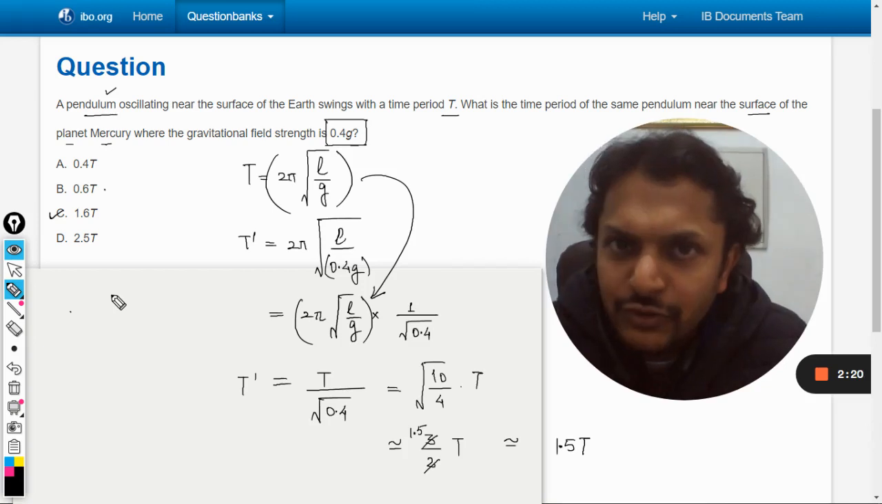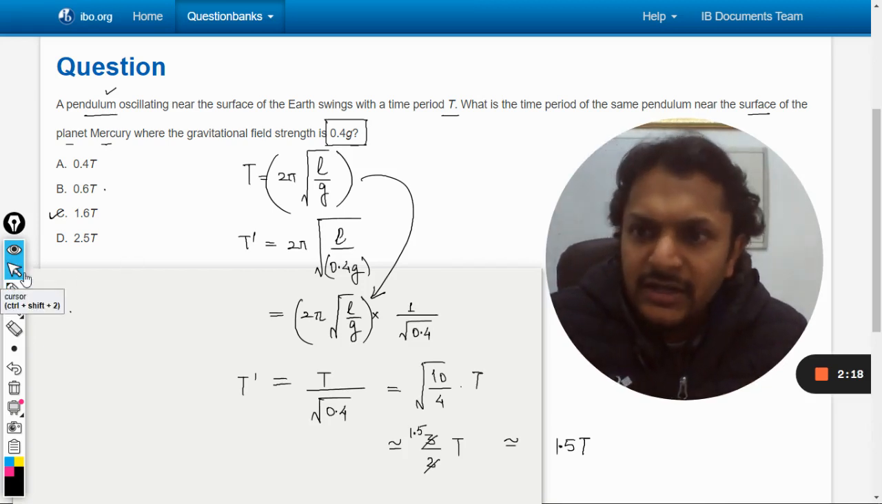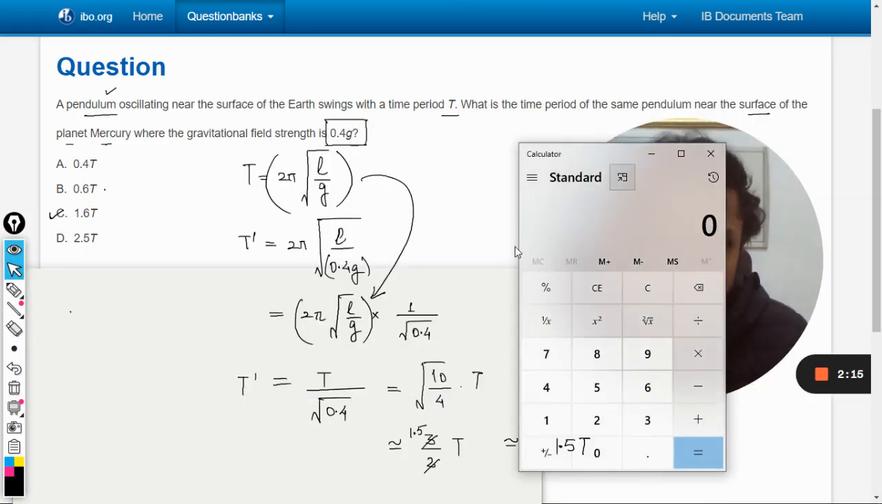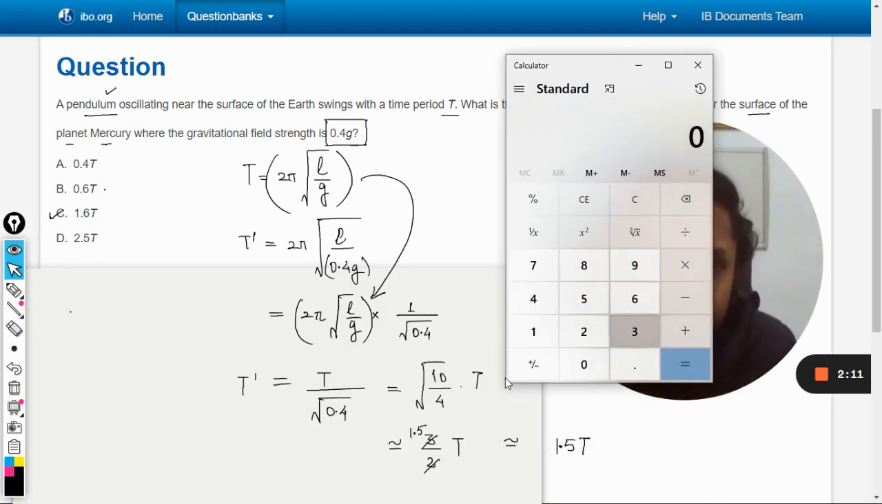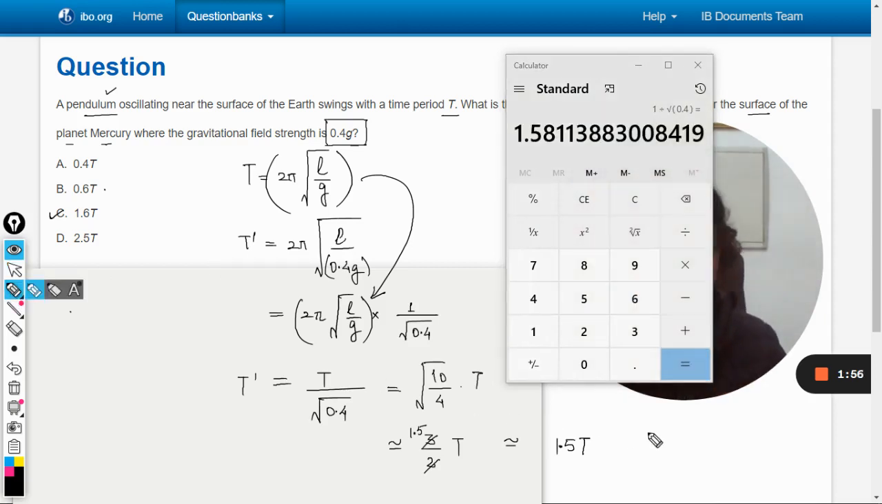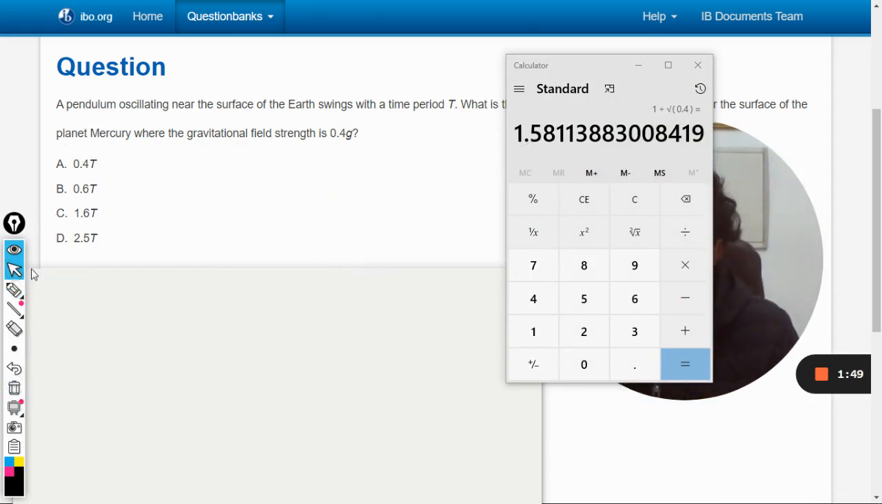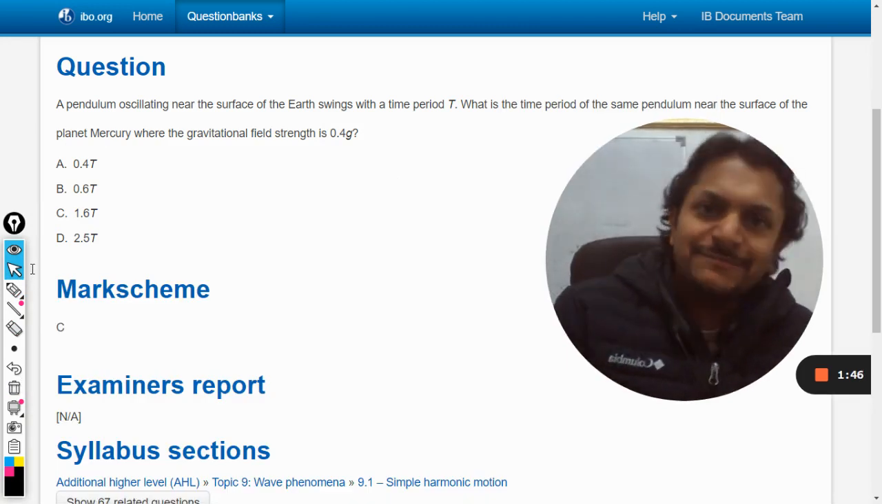But because the calculator is allowed to you, you can use the calculator. Let me see if I have the calculator. Yeah. So by using this, I have to find 1 divided by the square root of 0.4. Yes, equal to 1.58. So exactly I'm getting about 1.6 here with the help of my calculator, so the answer has to be C. Let us see it from the mark scheme also. Yes, the answer is C.